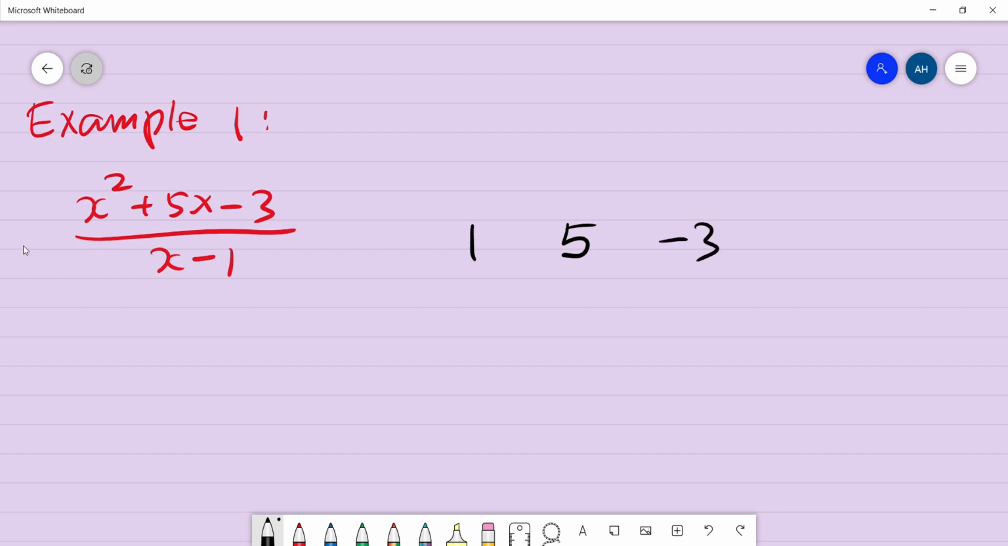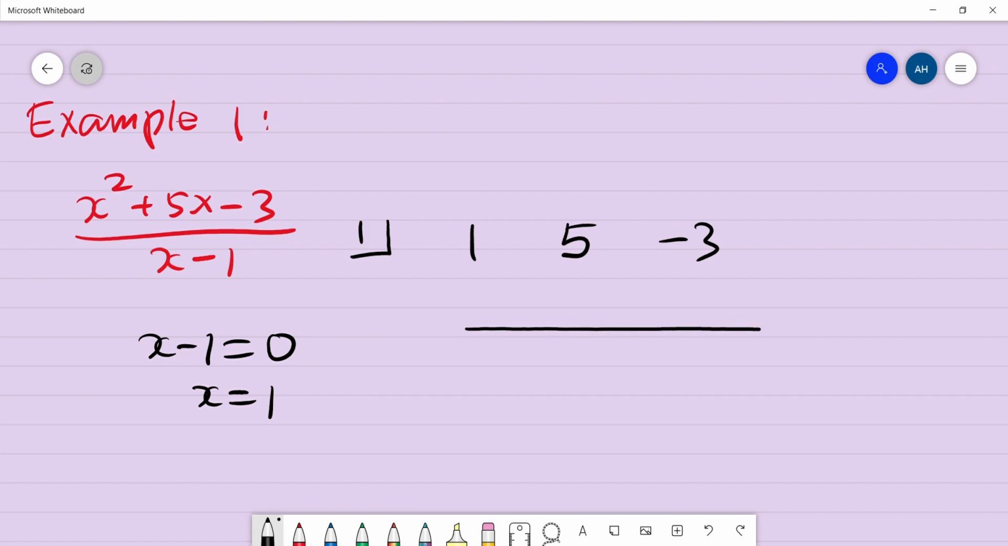Now, for the divisor, that is x minus 1, we have to solve for x first, from the divisor. So we have x equal to 1. So we draw our little box on the left hand side here, and then after that we draw a line like this, below the row of the numbers 1, 5 and negative 3.